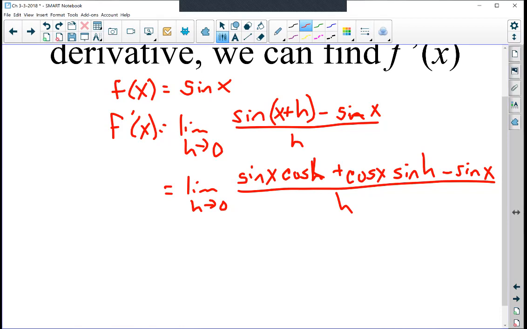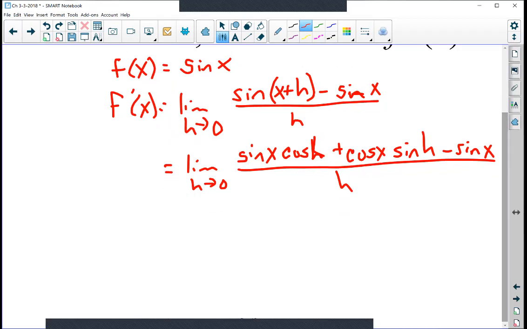All right. So I'm going to do some rearranging. And what I'm going to do is take this minus sine x and move it next to the other term that has a sine of x in it.